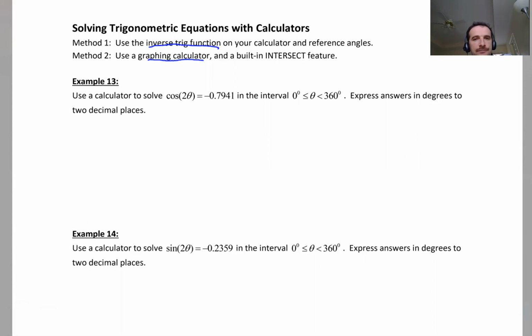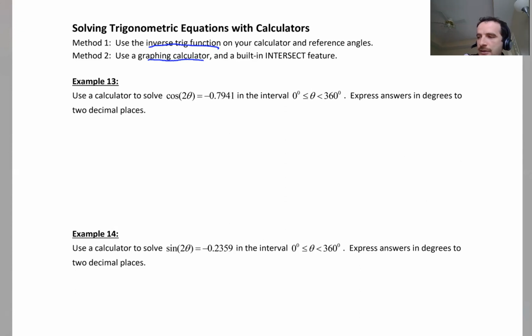Okay, let's look at this example. Example 13: use a calculator to solve cosine 2 theta is equal to minus 0.7941 in the interval theta between 0 and 360 degrees. Express the answer in degrees to 2 decimal places.